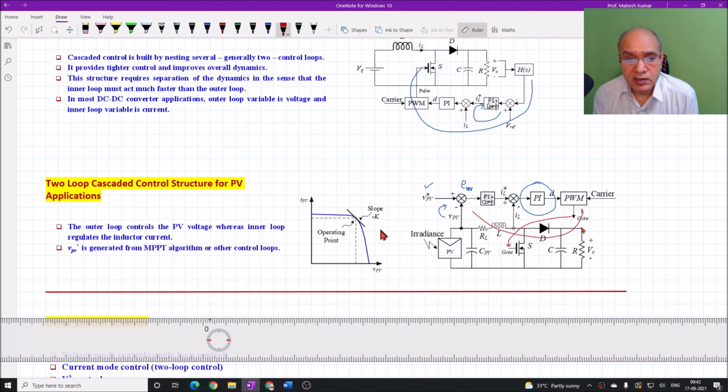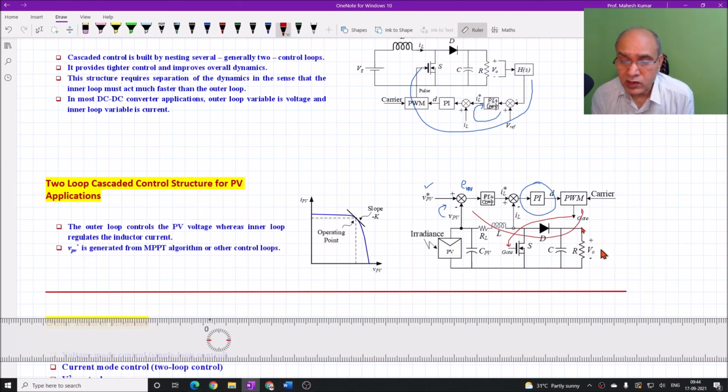But remember, this application is different. In this, the idea is to follow the VPV, not V0. V0 will come out as something, but there will not be any direct control over V0. However, we will maintain this voltage equal to VPV star, because here the objective is to have a set of VPV and IPV so that the power is maximum.